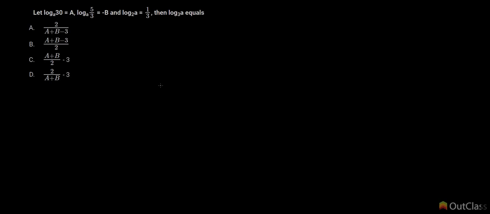Log 30 to the base a is capital A. Log 5 by 3 to the base a is minus B. And log a to the base 2 is 1 by 3. Find log a to the base 3. Four options are given.